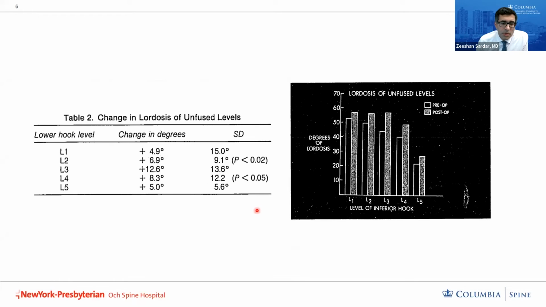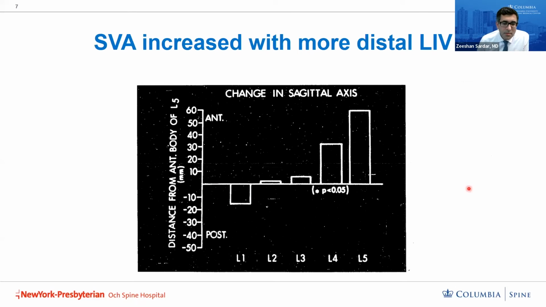And this one is showing the change in lordosis through the segments that were not fused. If you're fused to L1, the remainder of the segments are able to hyperlordose a bit. Actually, if you fuse down to L3, that's where you get the most compensatory increase in lordosis from the remaining segments. But as you keep going distal, there's a limit to how much the remaining segments can compensate to make up for the loss of lordosis.